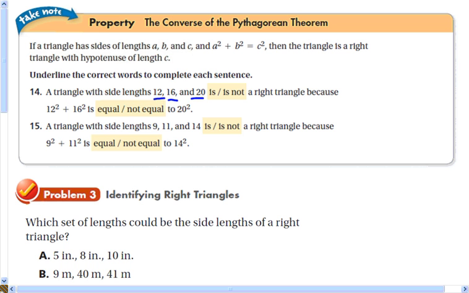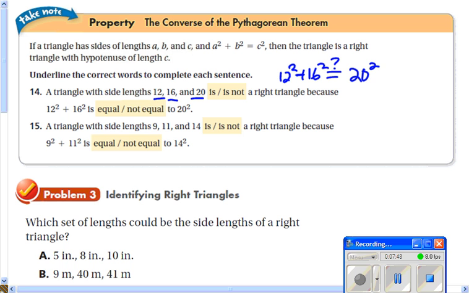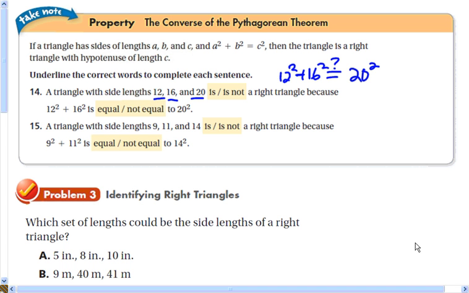So a triangle with side lengths 12, 16, and 20 is, so what we want to do here is we want to do 12 squared plus 16 squared and see if that's equal to 20 squared. So that's just a question mark there now. So we'll check that. And 12 squared plus 16 squared is 400, and so is 20 squared, so they are equal. So it is a right triangle because 12 squared plus 16 squared is equal to 20 squared.